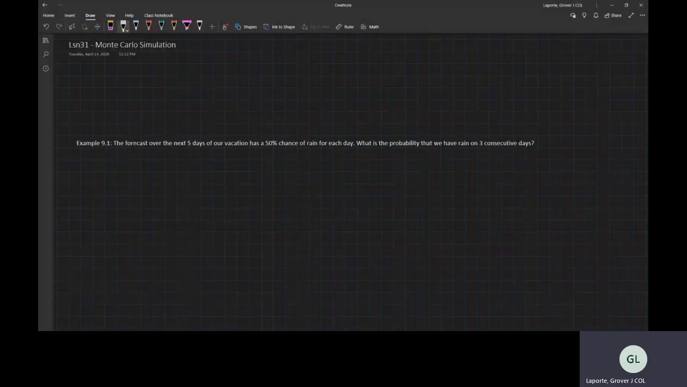So the purpose of today's lesson is to go over Monte Carlo simulation, and to just sort of do one in R to figure out how that should all work. Okay, so what do we use Monte Carlo simulation for? Monte Carlo simulation is used to model random behavior.